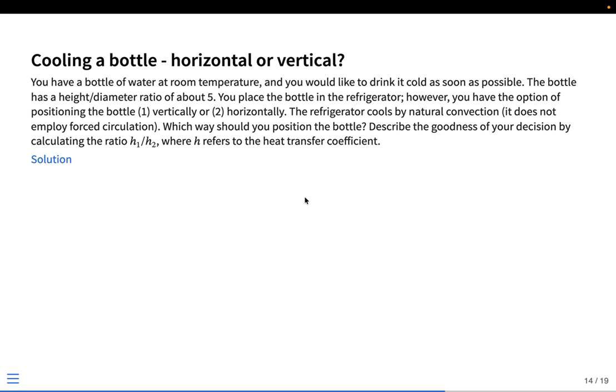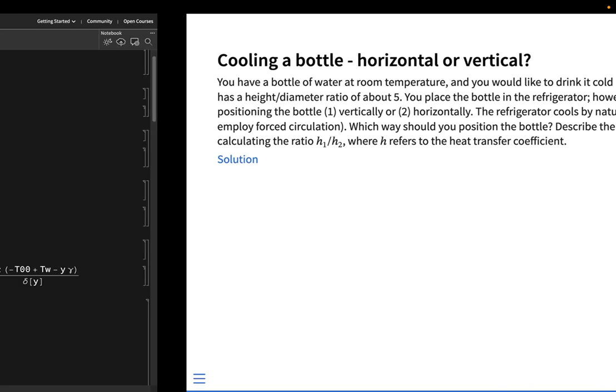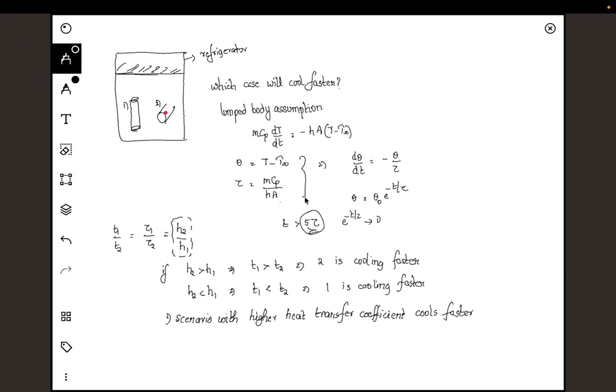So the problem now is to compare which one of these scenarios will give us a higher heat transfer coefficient, whether keeping the bottle vertical or horizontal. For a vertical plate, if the height to diameter ratio is greater than 5, for a range of Rayleigh numbers you can still assume this to be a flat plate. So you can use the correlation for a flat plate and determine the heat transfer coefficient. Then use the correlation for a horizontal cylinder, get the heat transfer coefficient for this, and determine the ratio of H1 by H2 to see which one will cool faster.